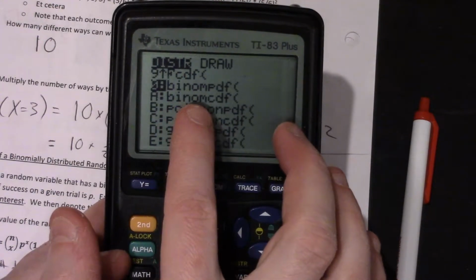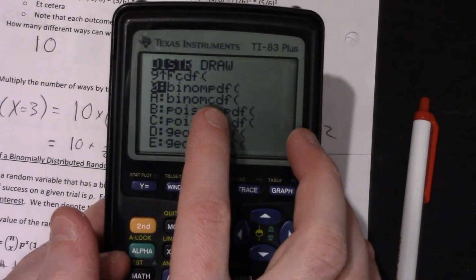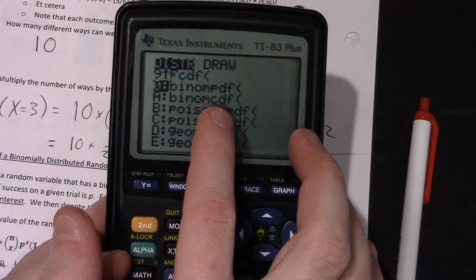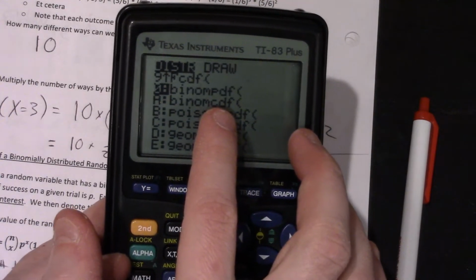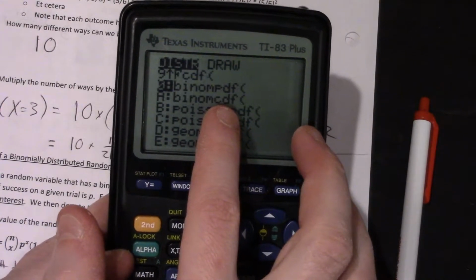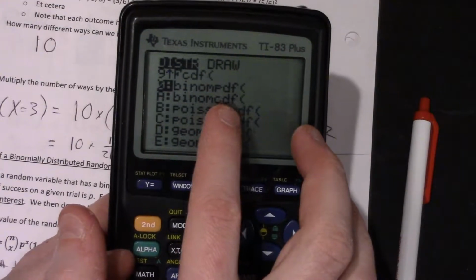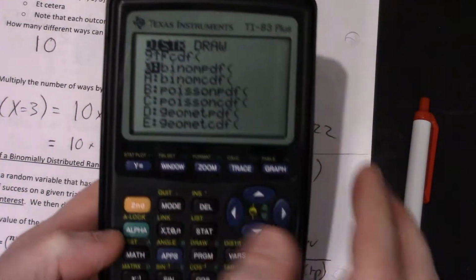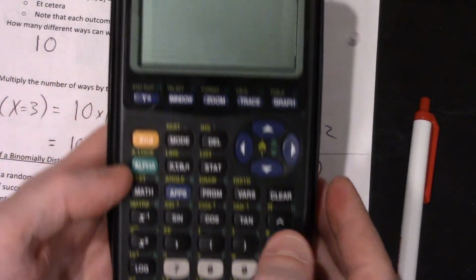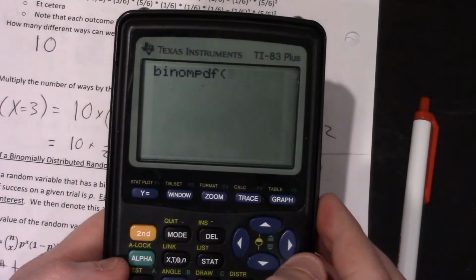Note, there is a binomial CDF. The C stands for cumulative. It adds several numbers of successes, the probability for several x's together. We don't want CDF. We want PDF. So when you have the 0 highlighted, you'll press enter, and it'll bring up binomial PDF.